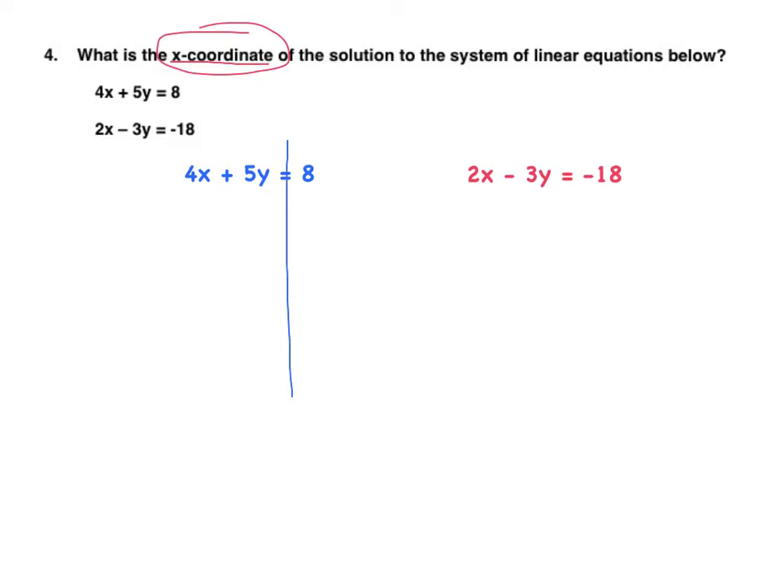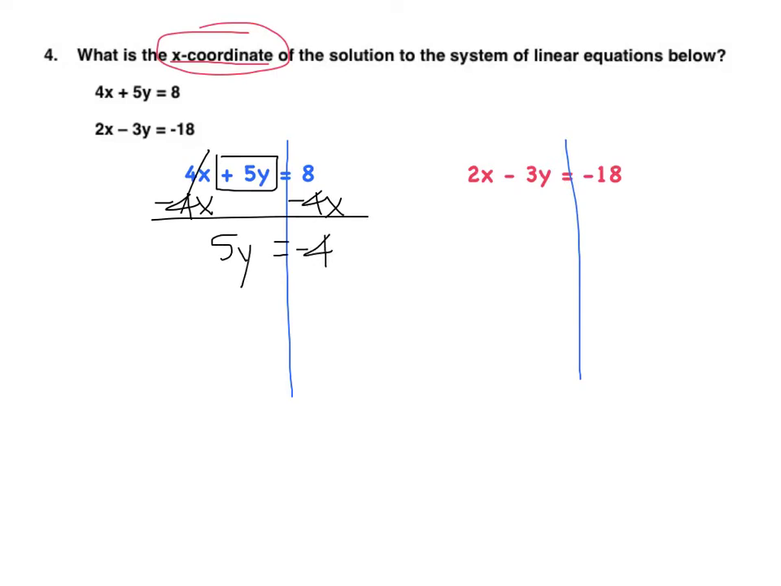So notice, first thing I need to do here is I need to solve for y. So first I box my variable, cancel what's beside it. We get 5y equals negative 4x plus 8. My last step is to divide everything by 5.